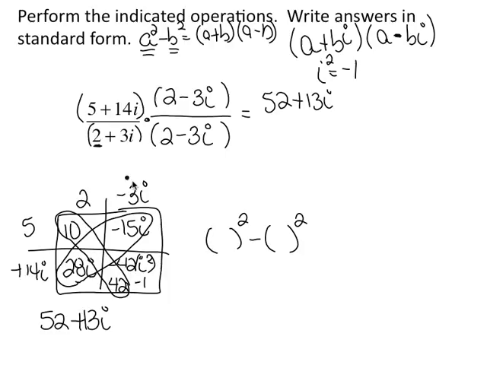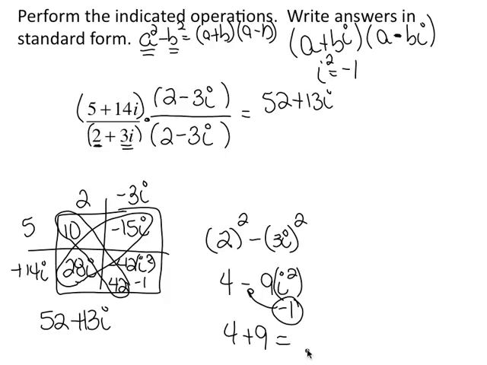So in this case, a is equal to 2 and b is equal to 3i. So 2 squared is equal to 4 minus 3i squared, which is 9i squared. Here again we have an i squared, which is equal to negative 1. So 4, and then when we multiply this negative 1 times that negative number, it's going to give us a plus and then 9. So 9 plus 4 is equal to 13. So we get 13 at the bottom.